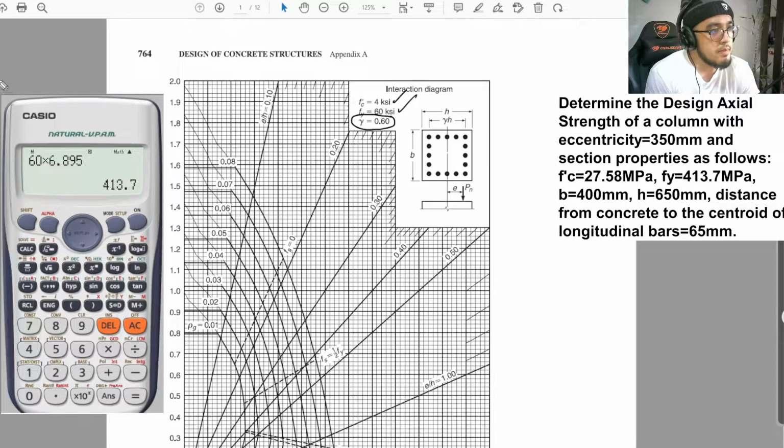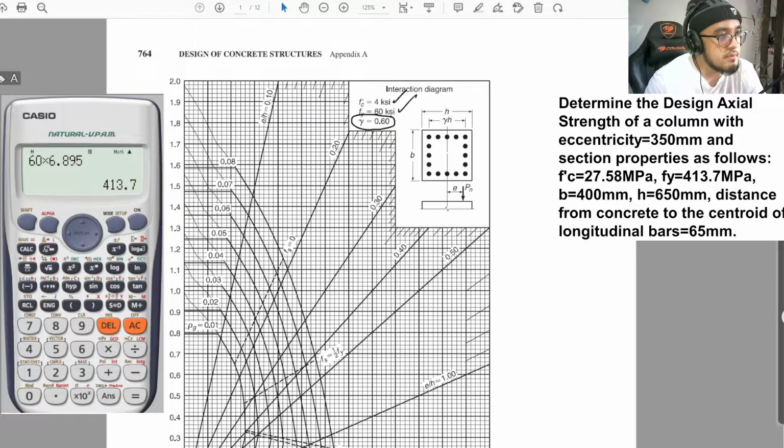Okay, so another parameter that you must take into consideration first, or another criteria for you to make use of this interaction diagram, is that your section must look like this. What I mean here is that you can make use of this interaction diagram if you have steel rebars at this portion and steel rebars at this portion which are equally spaced.